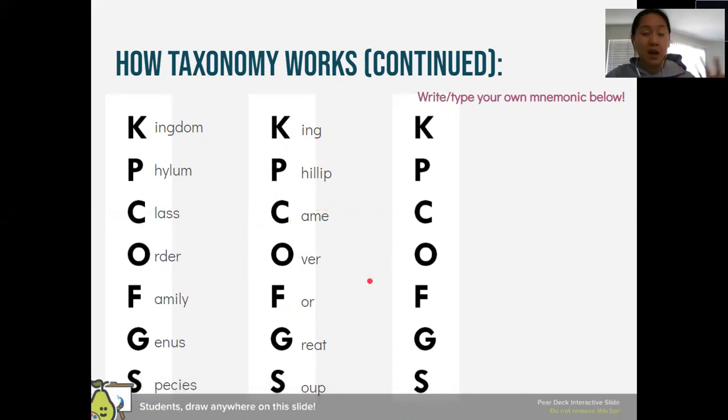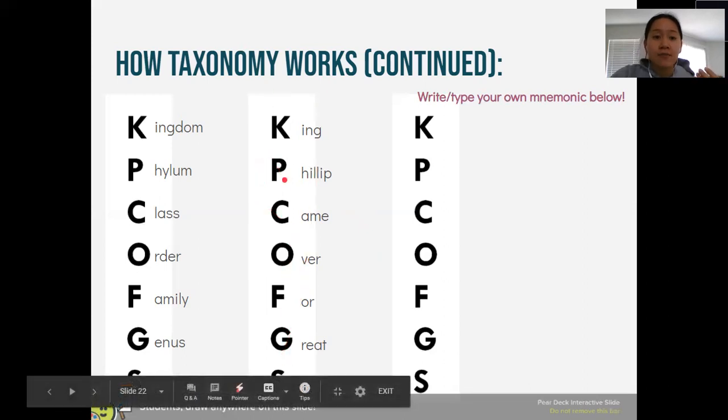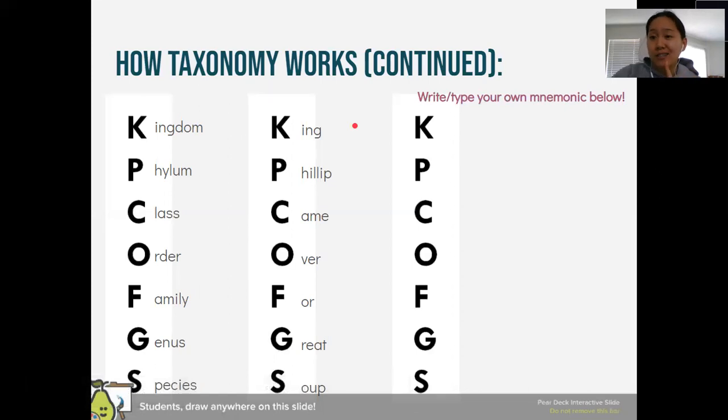That sentence actually makes sense in the English language, but it helps us remember that the order of the letters that come for the taxonomic organization is K, P, C, O, F, G, S, or kingdom, phylum, class, order, family, genus, species. I'm going to ask you to use your creativity now and create your own mnemonic device using words that begin with each of these letters.